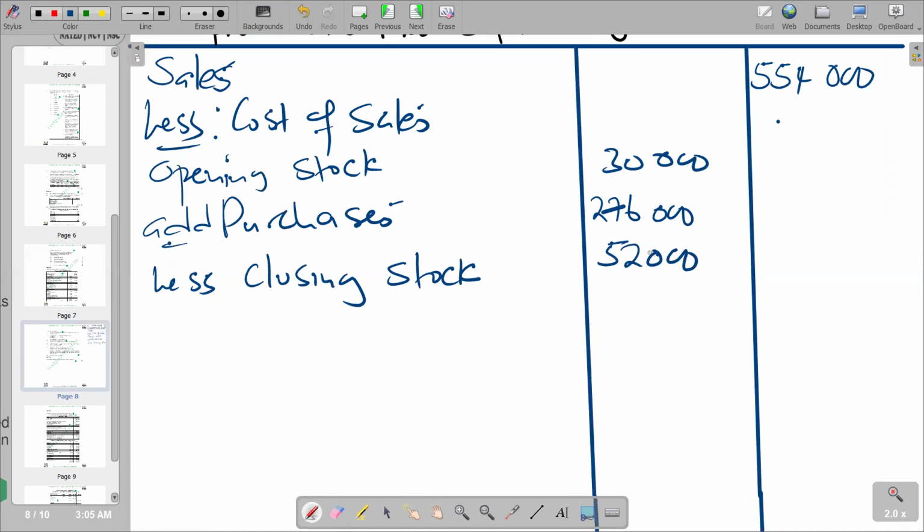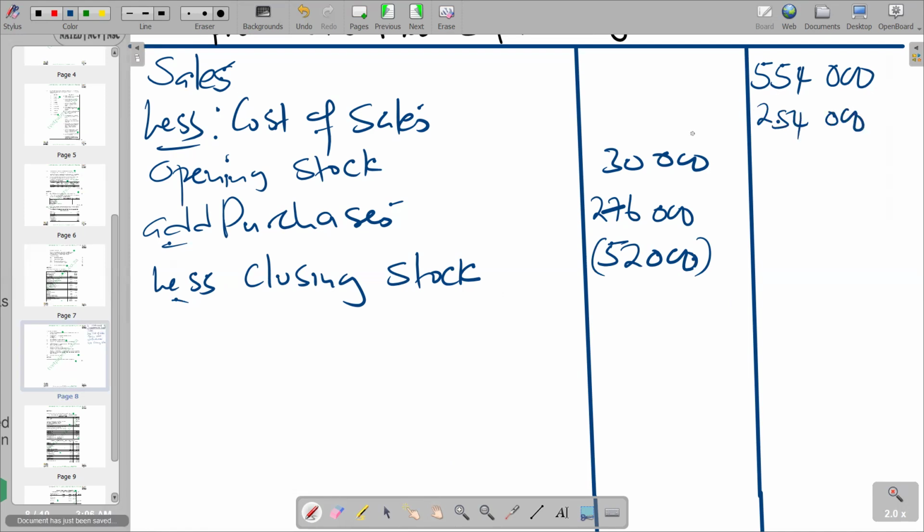So having done that, now we are able to calculate the figure for cost of sales. Cost of stock, remember we are saying less, so we are subtracting. You can put it in brackets. So we are saying 10,000 plus 276,000 minus 52,000. And then the net figure that we are going to get to come here is our 254,000.